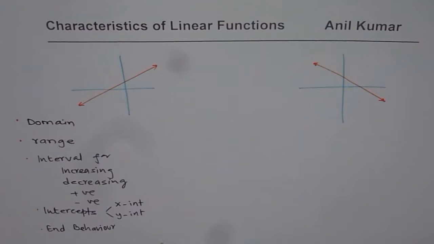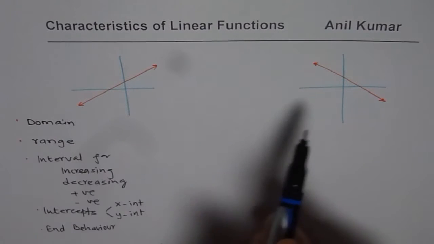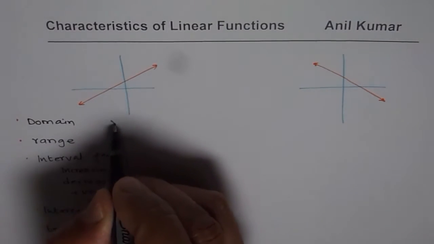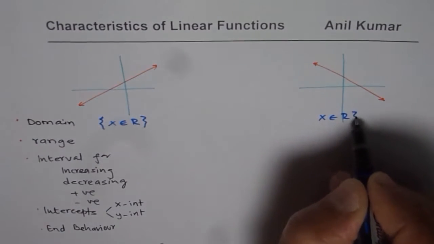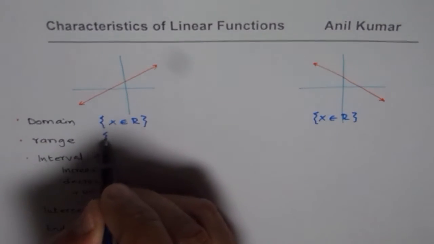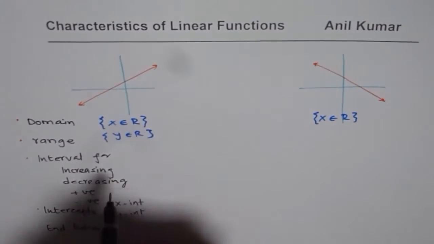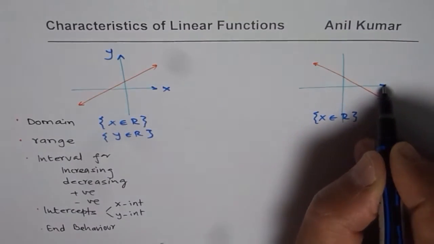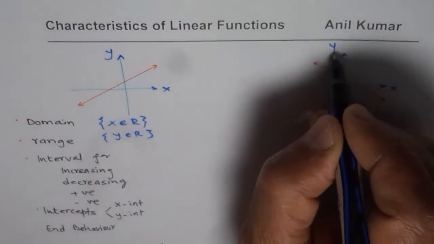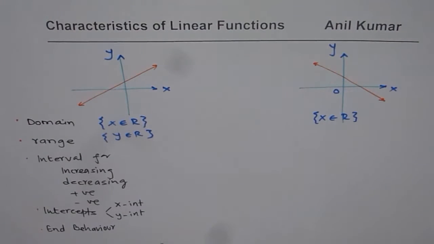Now, as far as the domain is concerned, for both these lines, whether they are increasing or decreasing, we know x belongs to real numbers. There are no restrictions, right? So x belongs to real numbers. Range, we know y belongs to real numbers. X is the independent variable and y is the dependent variable. X-axis represents the independent variable, y-axis represents the dependent variable, right? And we are considering lines which are not going through origin. So it is a special case where the lines are not really going through the origin.